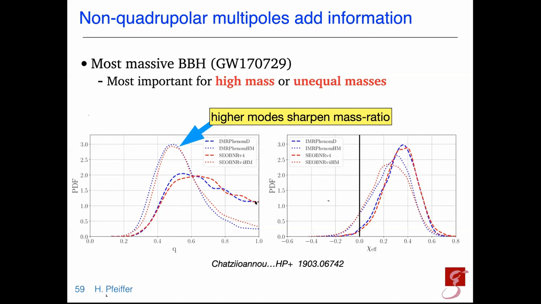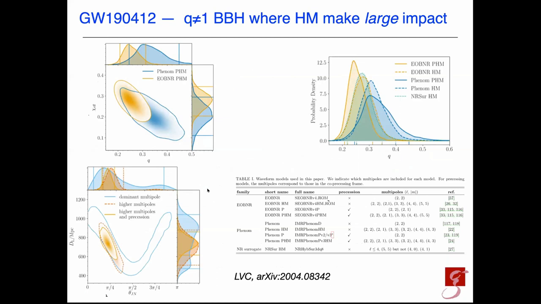This has become much more impressive more lately with the latest announced gravitational wave event, 190412, which is the first event published that has a clearly non-equal mass black hole binary, where the mass ratio is about 0.25 to 0.3.